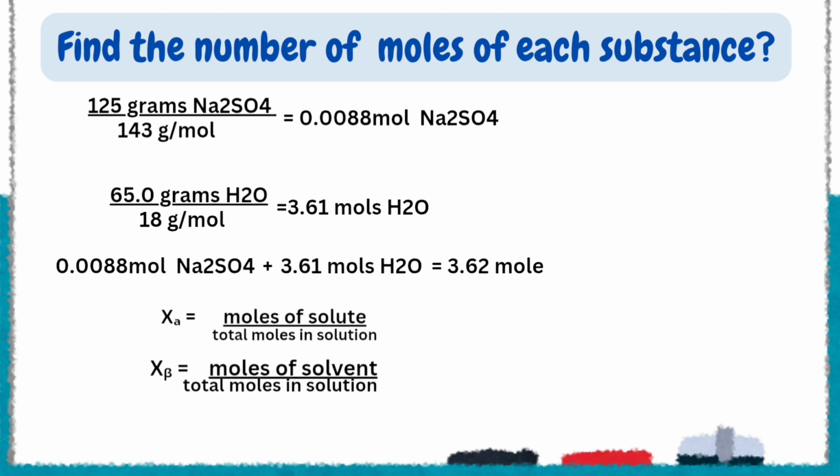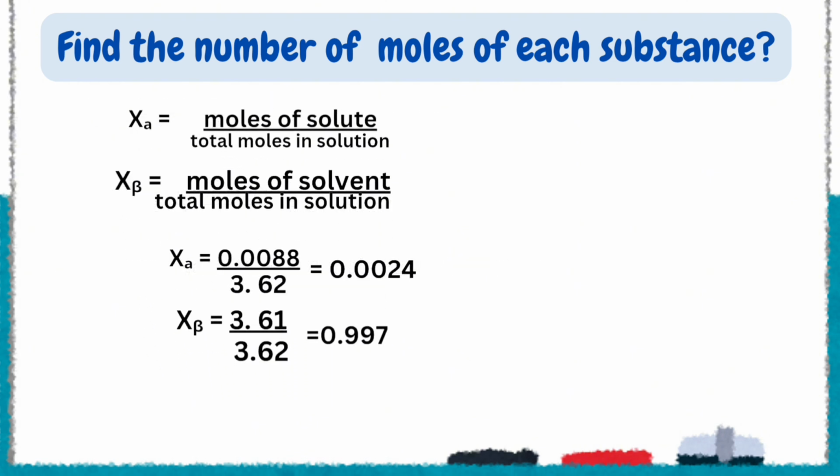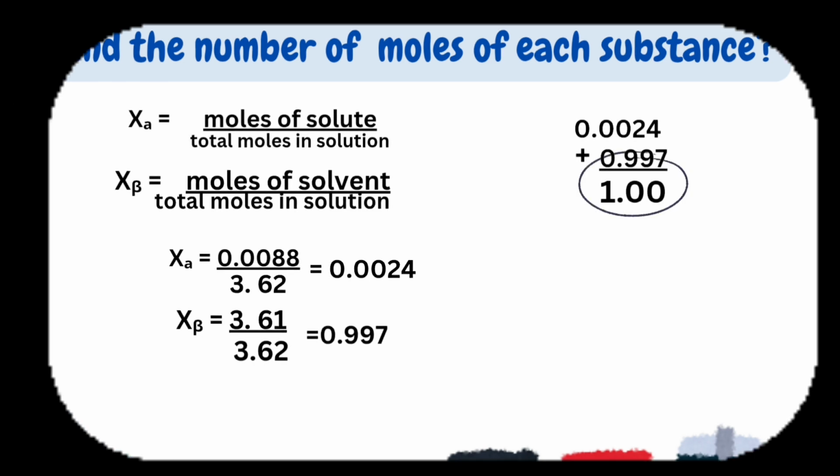So, the mole fraction of the solute, X sub A, is equal to 0.0088 divided by 3.62, which is equal to 0.0024. And the mole fraction of the solvent, X sub B, is equal to 3.61 divided by 3.62, which is equal to 0.997. Notice something interesting here? The sum of the mole fractions equals 1. This is always true for any solution. So, X sub A plus X sub B is equal to 1.